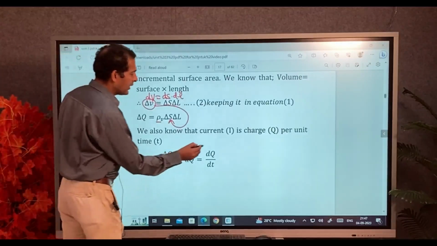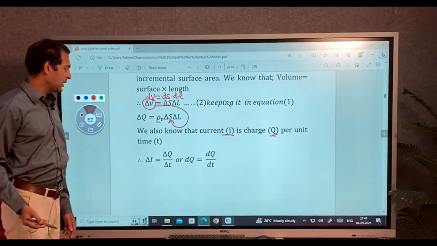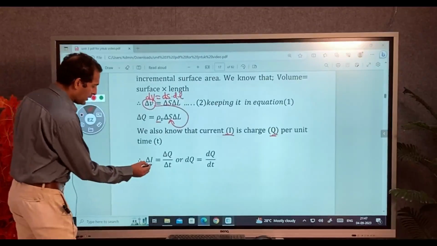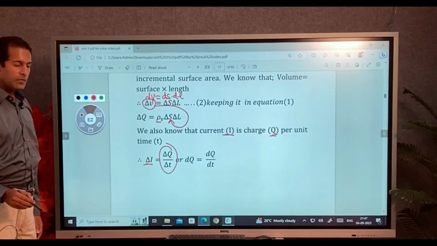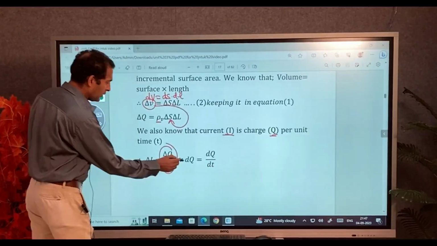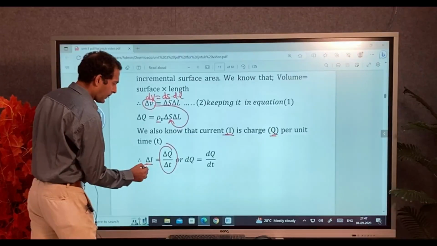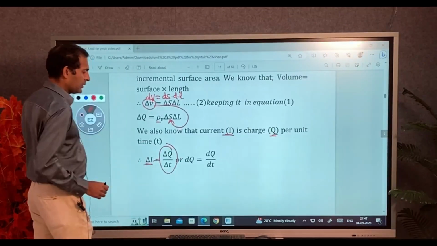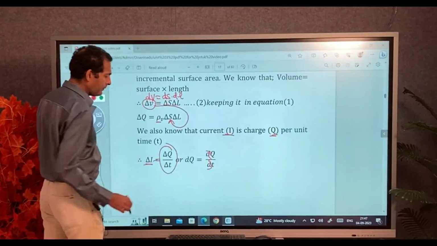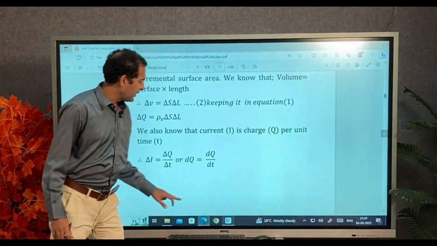Now we know the definition of current in terms of charge. It is charge per time. So we have di is equal to dq by dt. So from this, dq will be equal to di by dt into dt. So this will be correct. So here we explore the basic definition of current.